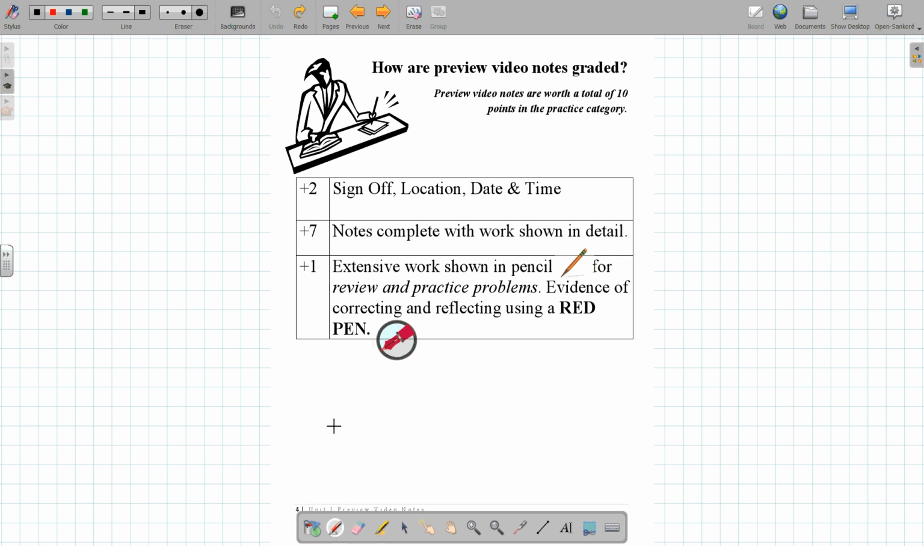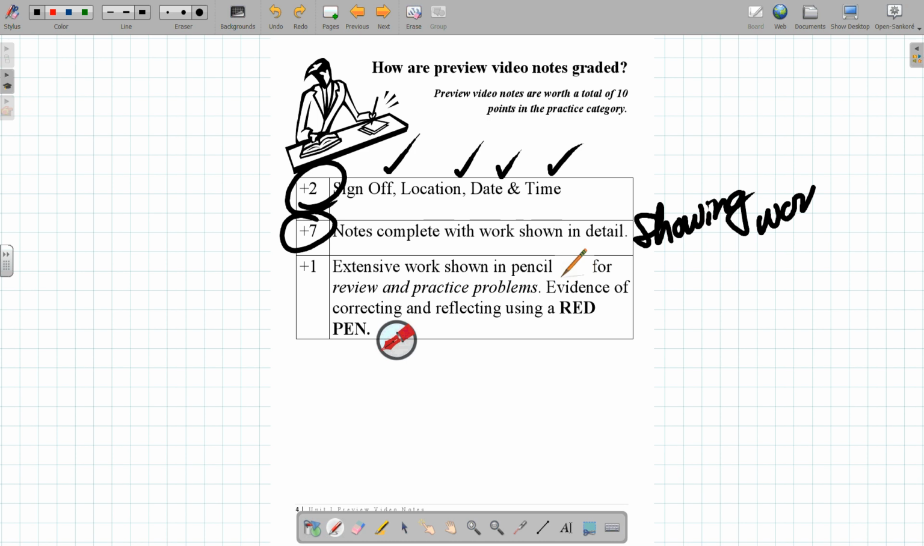In working through these notes, you're going to get out of 10 points, 2 points for just making notes of the location, date, time, and getting a parent or teacher sign off. 7 points for following the notes and taking them in detail. That also includes showing work when you are required to. And then correcting in red pen work that you work out in pencil and then I ask you to correct in red, the fact that you actually do go back and correct, that alone is worth 1 point.